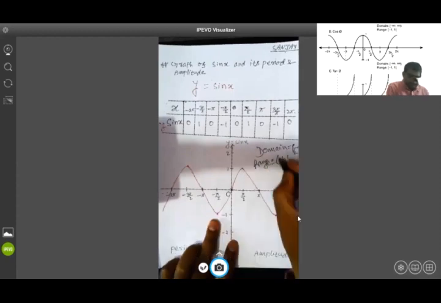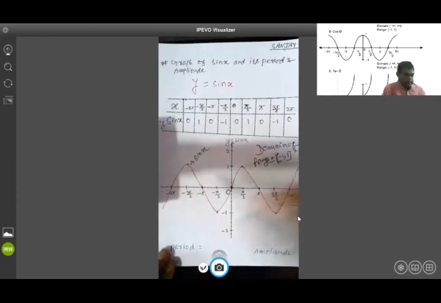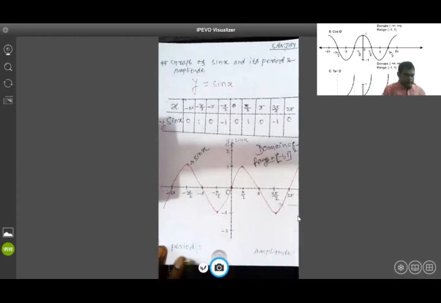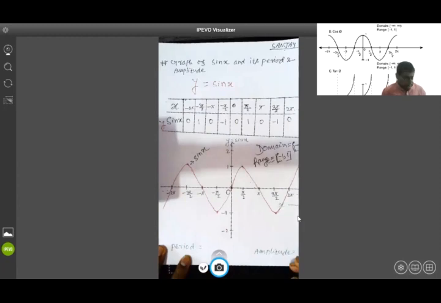So we use big bracket for this. All right. So this is the curve for sine x if the angle is x. And now we shall talk about the period of this sine x. So what do you mean by period?